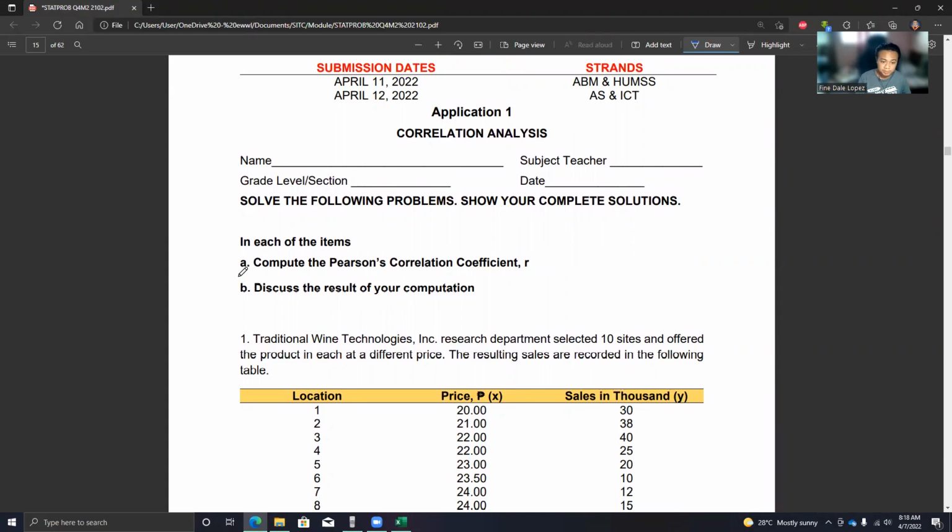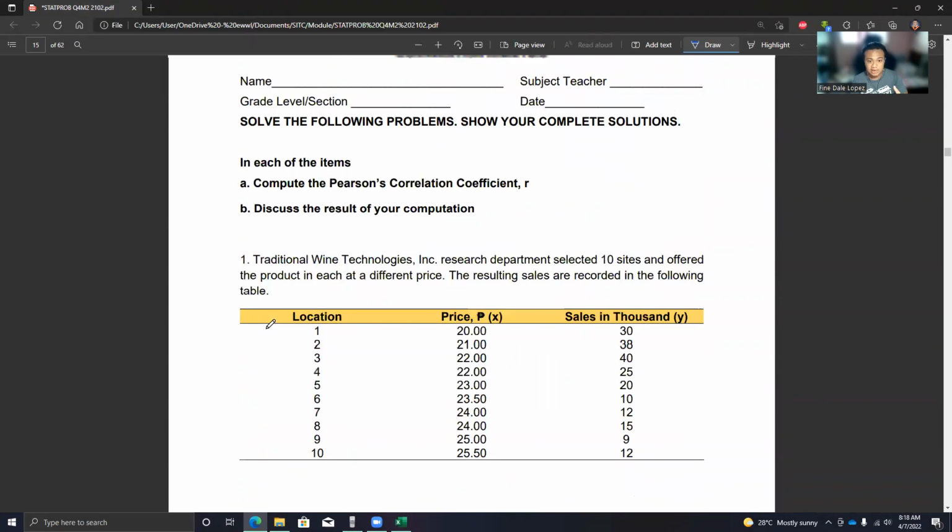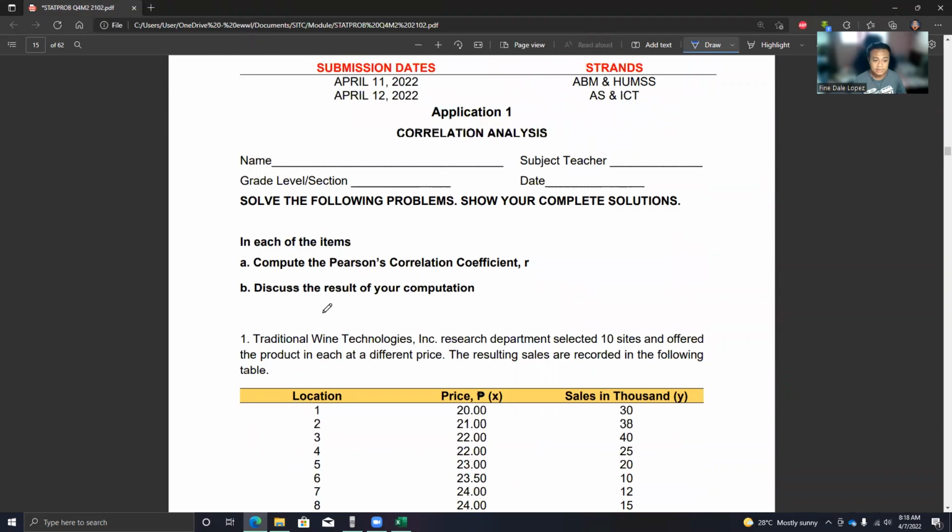Okay, so compute the Pearson correlation coefficient R. In each of the items, there are 3 items. Calculate the R and also discuss the result of your computation.